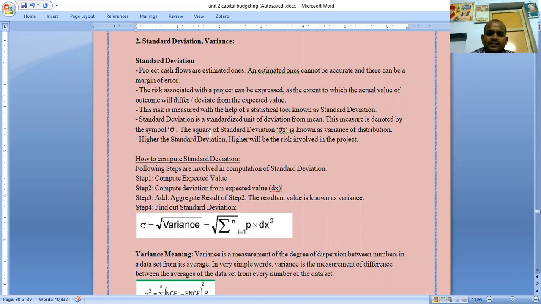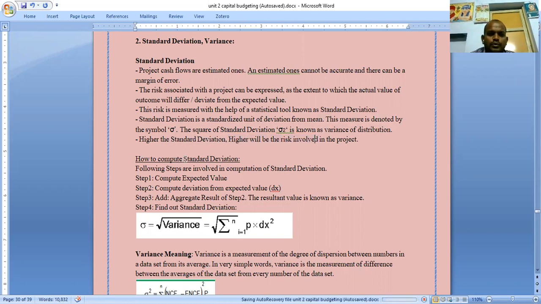Standard deviation is a standardized unit of deviation from the mean. This measure is denoted by this symbol, standard deviation. The square of standard deviation is known as the variance of the distribution. So higher the standard deviation, higher will be the risk involved in the project.